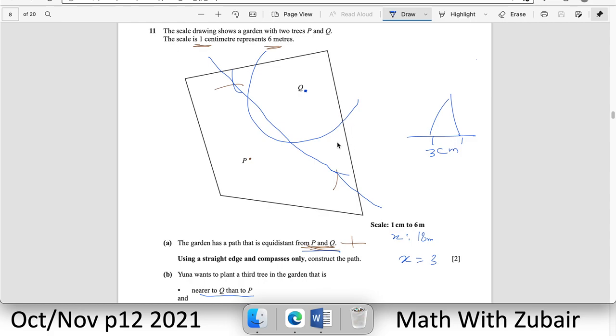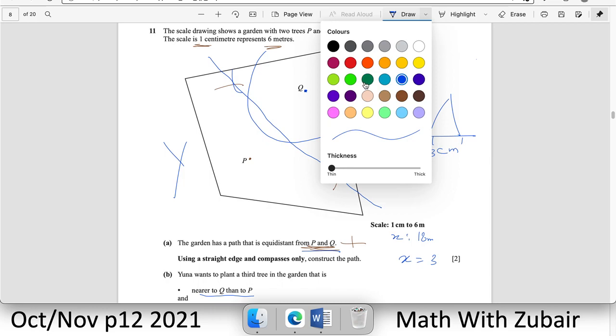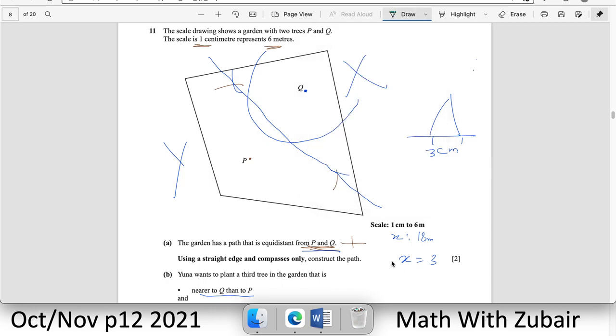Then it says shade the region where she can plant the tree. There were two conditions. Closer to Q than P means on X side and not Y. And then it says it is more than 3 centimeters, which was 18 meters. So these are the regions where you can plant the tree to satisfy both the conditions.